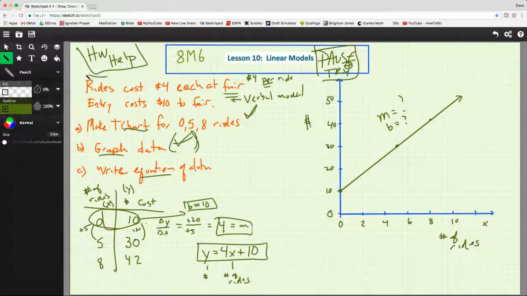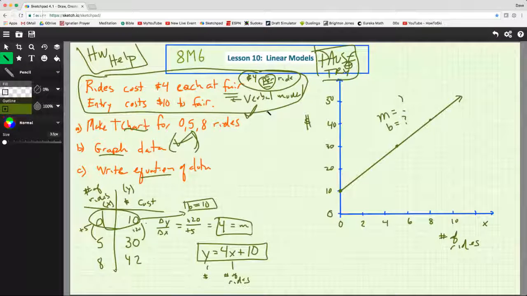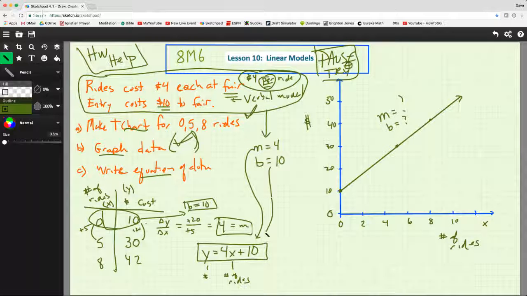Now, we could have done it just straight from our verbal model. We could have written the equation, right? $4 per ride, this is our slope. M equals 4. And B, our starting point, is 10, right? 0 rides would cost us $10. So we can see our y-intercept of 10. So we could have used these numbers right here to make the equation.